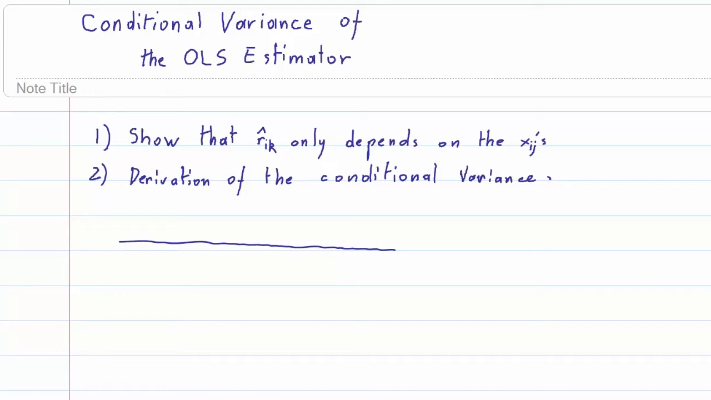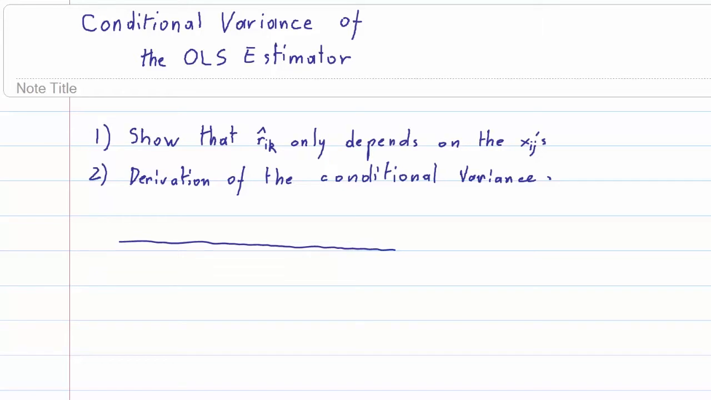In this video, we are going to show how to derive the conditional variance of the OLS estimator. To do that, we're going to use the partialing out interpretation. So first, we're going to do a little review and show that the residuals in the partialing out interpretation only depend on all the x's. Then in the second part, we'll do the standard derivation of the conditional variance.